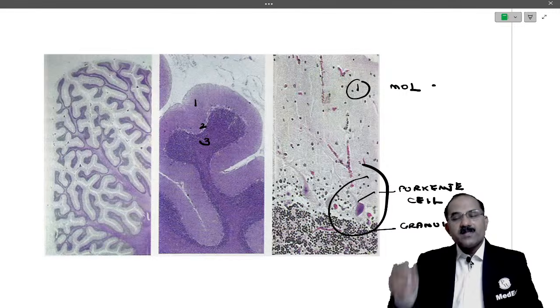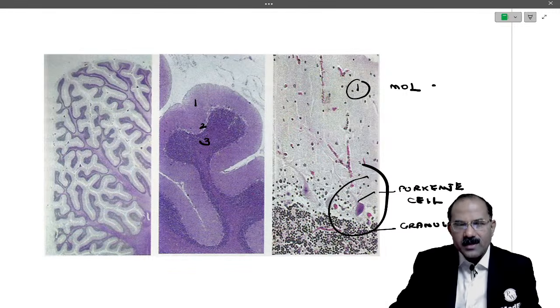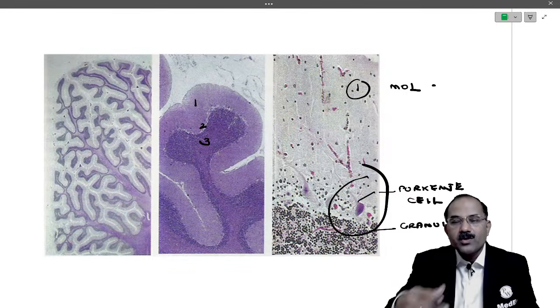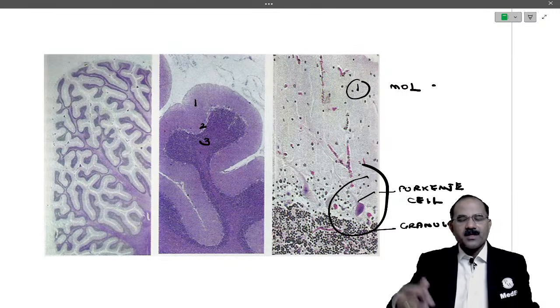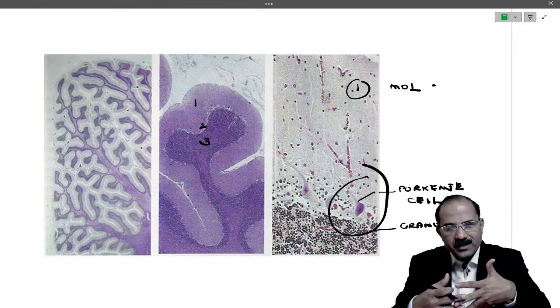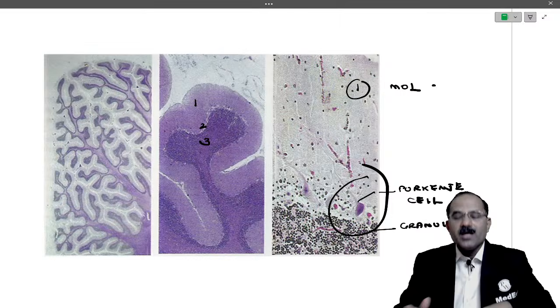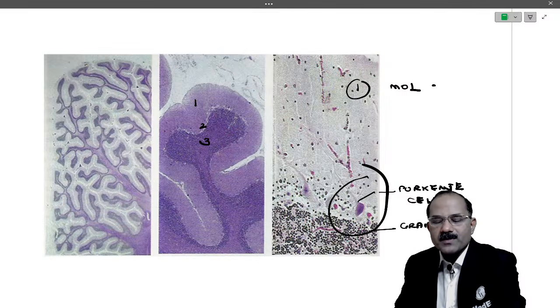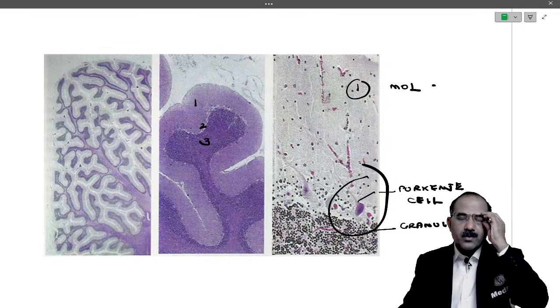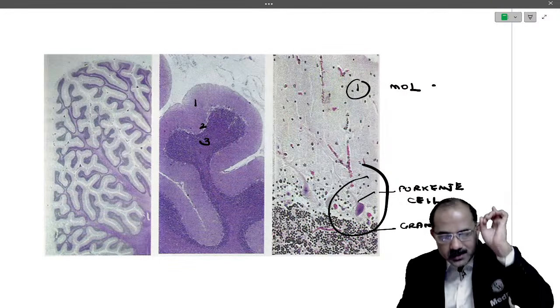Okay. So what is the function of Purkinje cell? This is asked. The Purkinje cells are the sole motor output from the cerebellum. Otherwise, cerebellum is mainly sensory, right? It receives all sensory input. The only motor output from cerebellum is what? Purkinje cell.